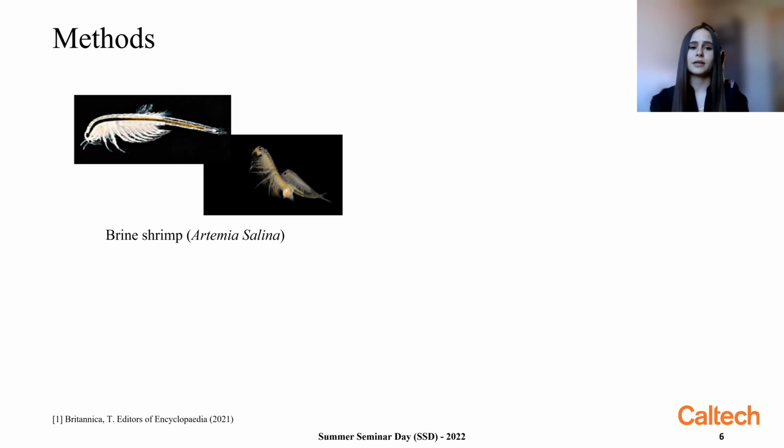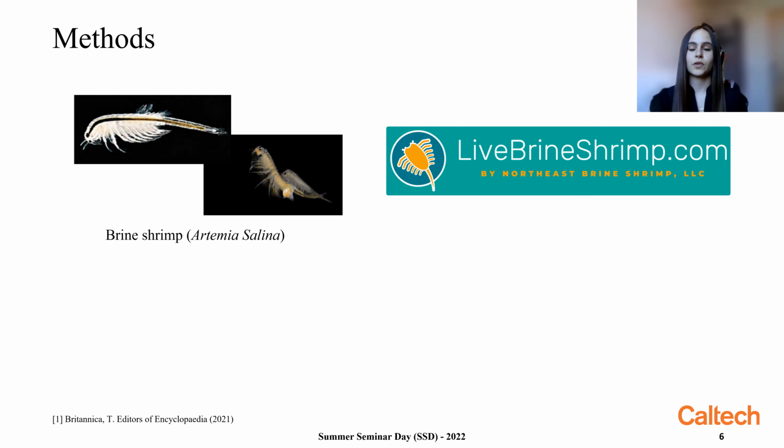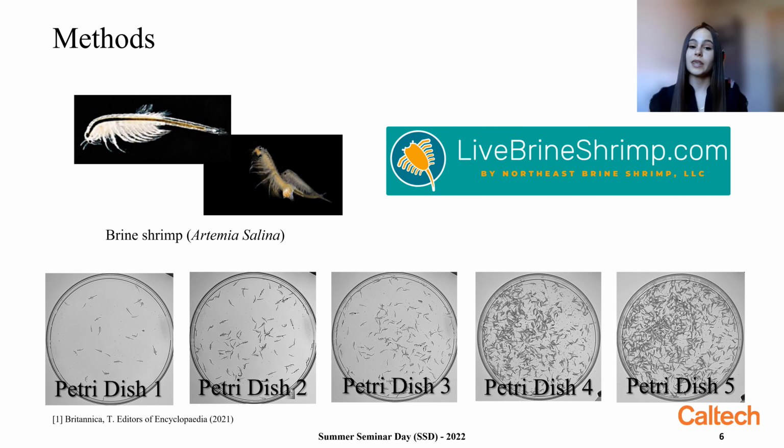Brine shrimp, Artemia salina, are used as a model organism in this study. We purchased a half-pound of adult-grown live brine shrimp from the Northeast Brine Shrimp Company. The shrimp were stored in a large beaker with the preferred salinity of 33 parts per thousand. Then, the brine shrimp from the beaker were placed into petri dishes using a pipette. Videos of the dishes are captured using an iPhone camera at 30 frames per second.